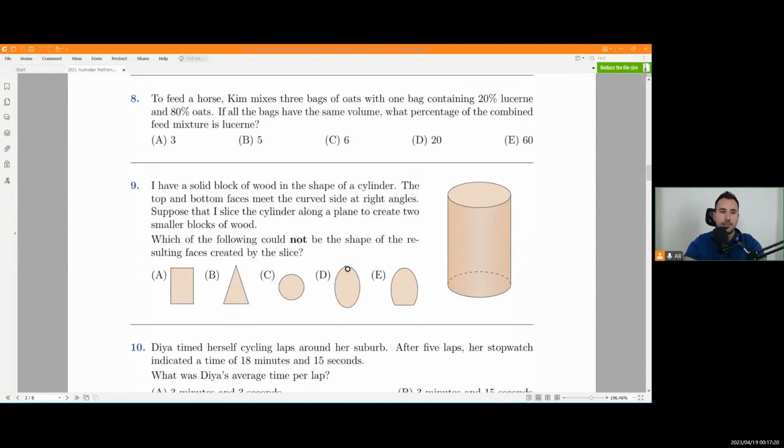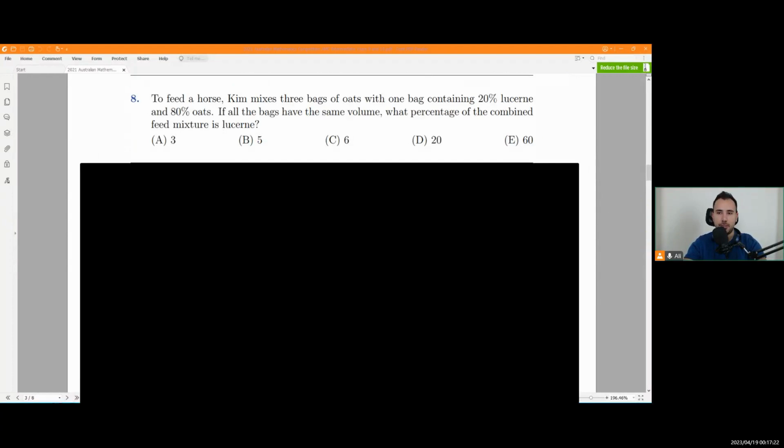Question 8 is a little harder than the previous questions. This might be challenging. So we have, to feed a horse, Kim mixes 3 bags of oats with 1 bag containing 20% lecrine, I'm not sure, I don't know, and 80% oats. So if all the bags have the same volume, what percentage of the combined feed mixture is lecrine?